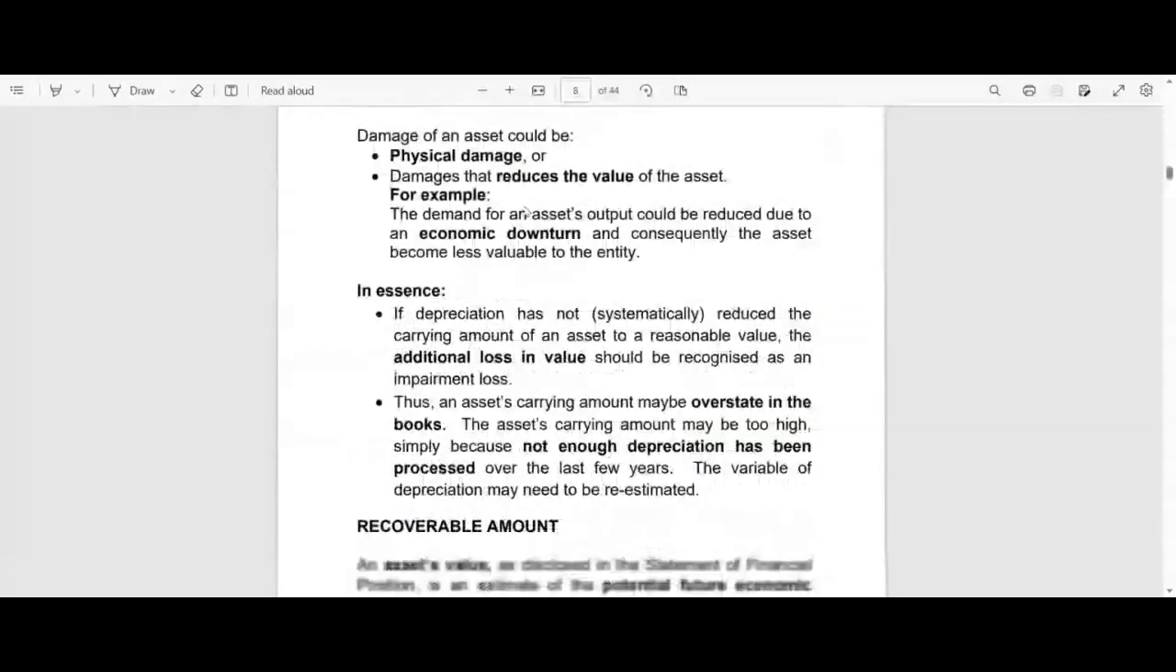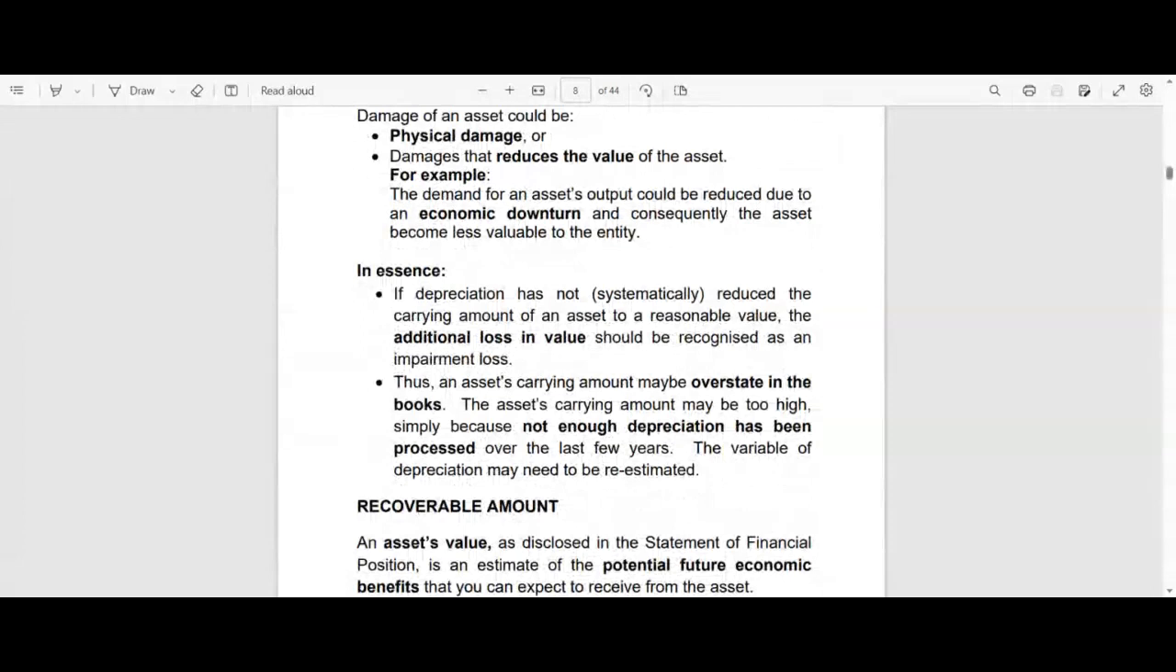Then what kind of damage can we talk about? We can talk about, for instance, physical damage. For instance, if it's a motor vehicle, the motor vehicle's engine has seized up because it was driven without oil, so it could be physical damage, or it could be another kind of damage, such as for instance, economic downturn, as we mentioned there, right?